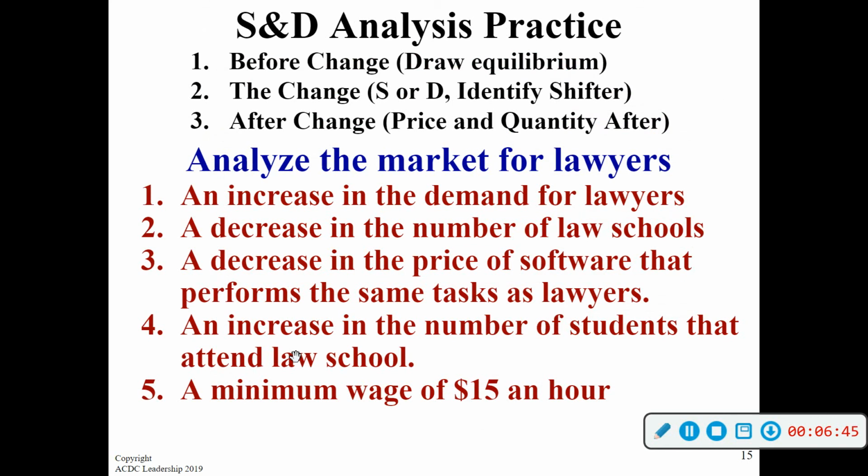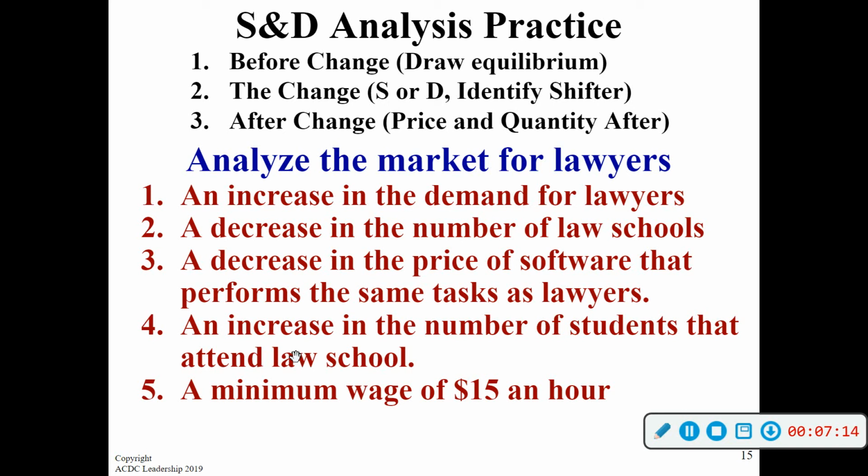All right, so last thing we'll do for 5.2. So the market is for lawyers. So an increase in the demand for lawyers. This one's about as straightforward as you can get. What's going to change? Supply or demand? Demand. Is it going to increase or decrease? Increase. Like I said, it's as straightforward as it can get. It's an increase in demand for lawyers.